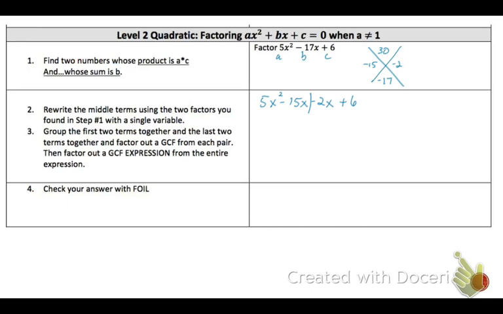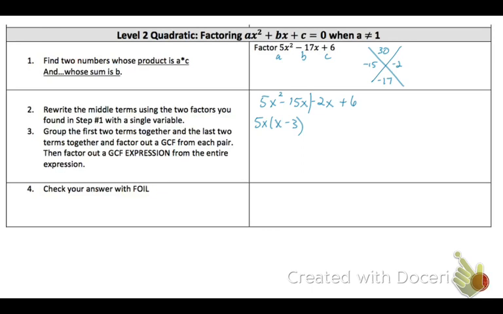Now I'm going to factor out a greatest common factor from each pair. So I look at the first 2, 5x squared minus 15x. I can factor out a 5 and an x from that. And then I open a parentheses and write what I have left. So when I divide out 5x, I'm left with an x in the first term and then minus a 3 in the second term.